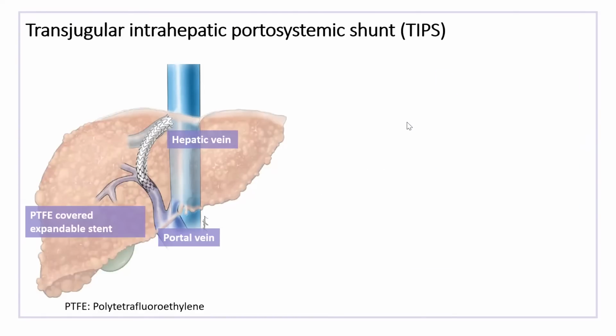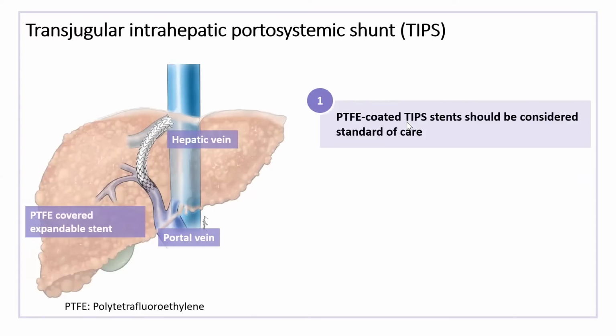Now, the goal of TIPS is to balance the gains that we get in terms of ascites, nutrition, renal function, and control and prevention of future variceal bleeding against its effects, such as worsening of hepatic encephalopathy or worsening of liver function. In this regard, the standard of care should be considered to be the PTFE-covered expandable stent, because there is a lower risk of stenosis and thrombosis within them, and they're associated with better portal hypertensive outcomes.